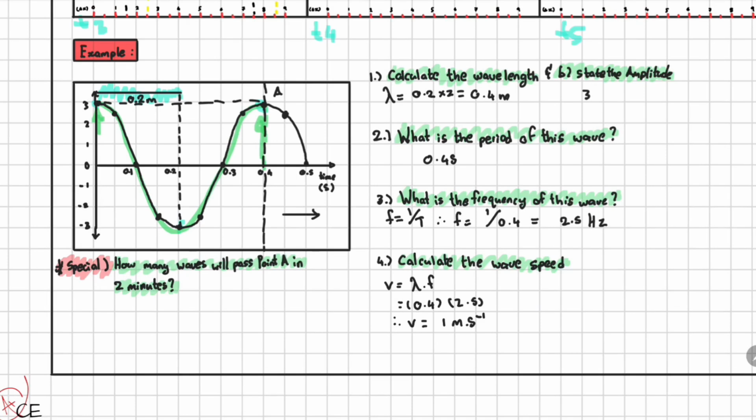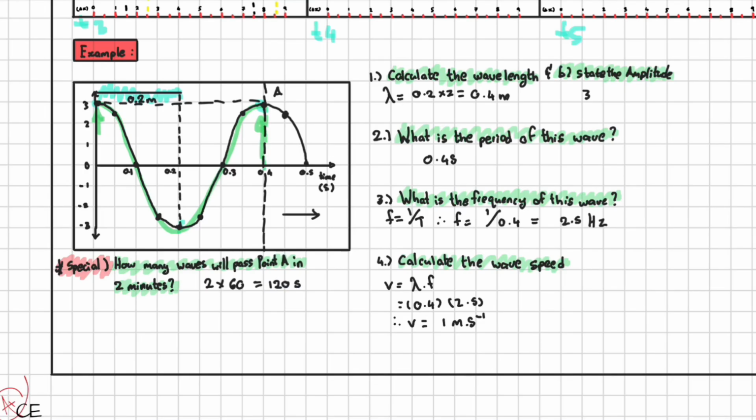Let's go ahead and look at the special question for this section. The special question in this example asks us how many waves will pass point A in 2 minutes. In order to answer this question, we of course have to work in SI units. So we are going to convert 2 minutes into seconds. That'll be 2 times 60 seconds because it's 60 seconds in 1 minute. And that is equal to 120 seconds.